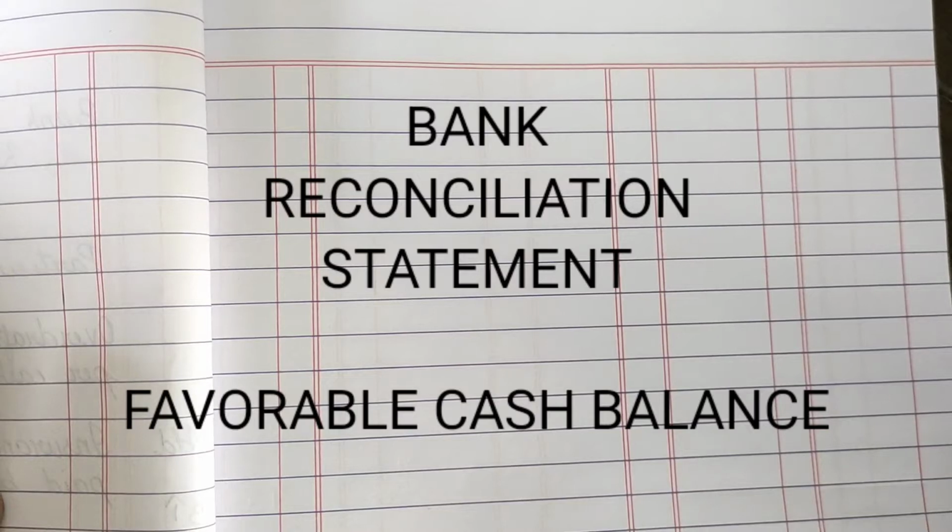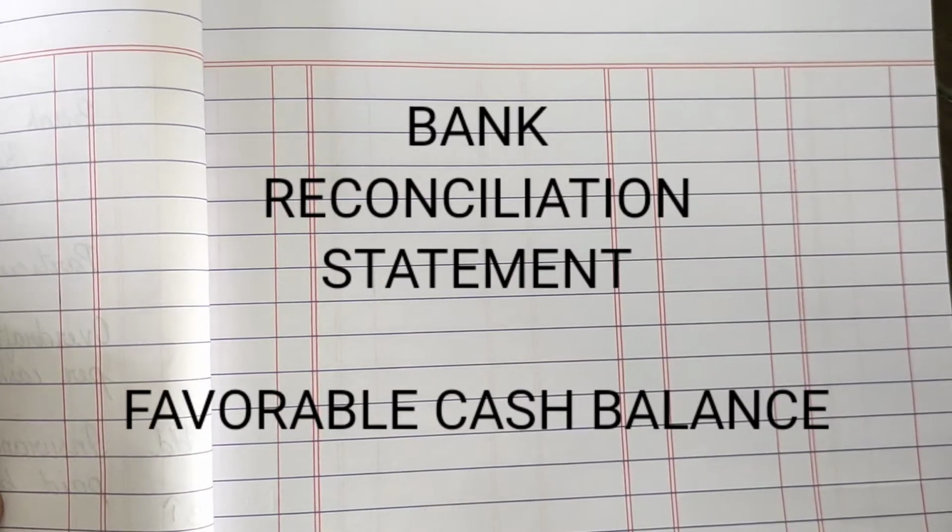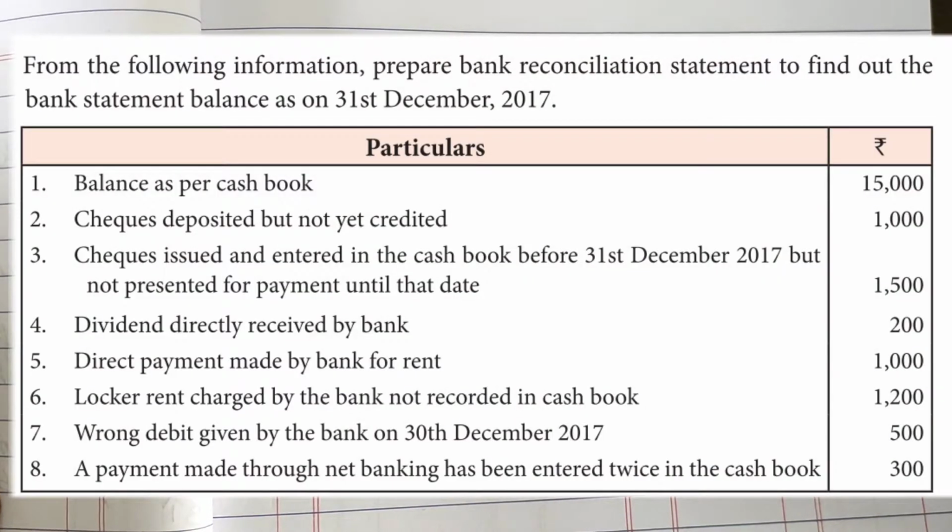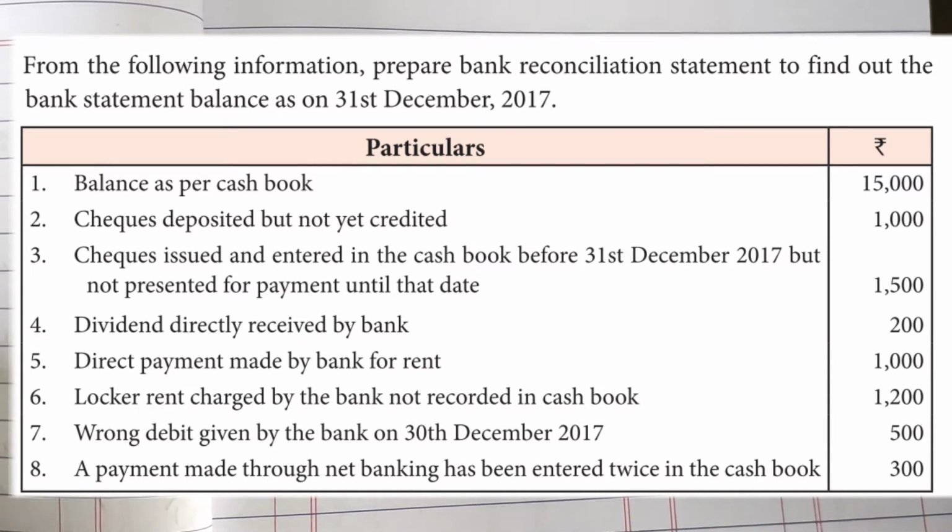Let's have a look at another bank reconciliation statement. The sum goes as follows. From the following information, prepare a bank reconciliation statement to find out the bank statement balance as on 31st December 2017. So in this sum, if we see, they have given us the balance as per cash book.